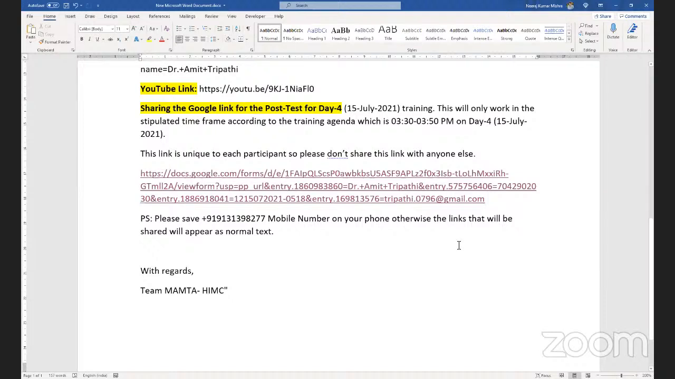Because if you reload the page, your name, your mobile number, and the participant ID, which is very important for submission of your post-test, should be pre-filled. When you click on this link, I am activating the link. You get 20 minutes to submit the post-test. The link is activated. Now I request you all to please click on the post-test link, and your name, mobile number, participant ID, and email ID should be pre-filled. If it is not, you have to click on the link again.